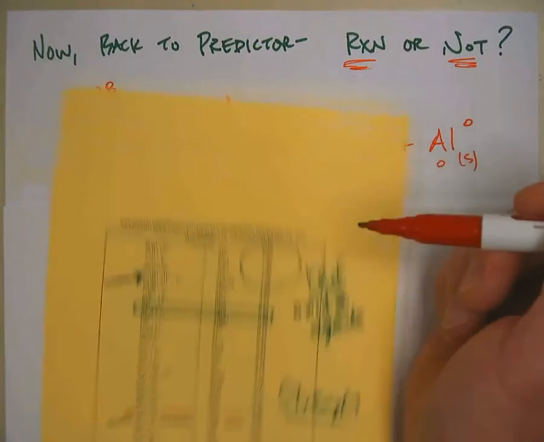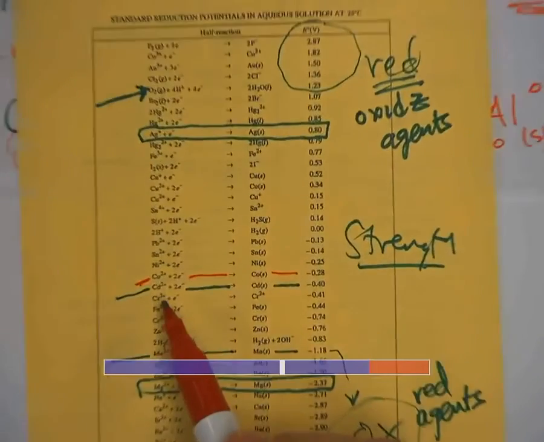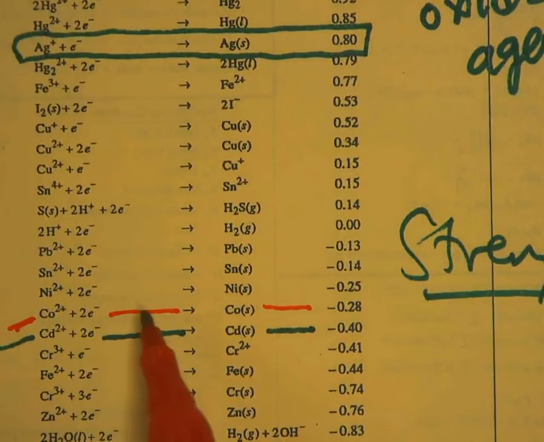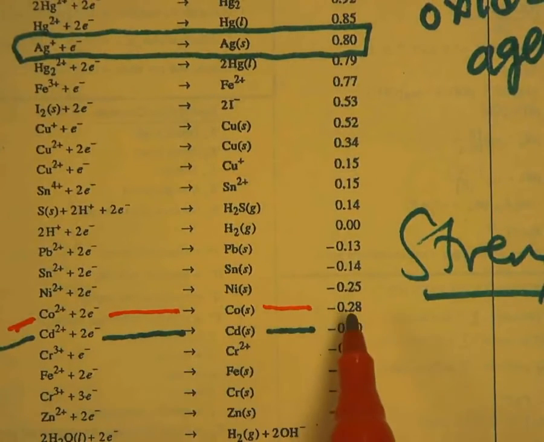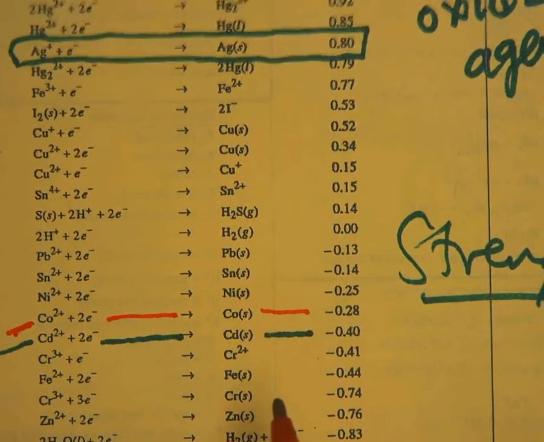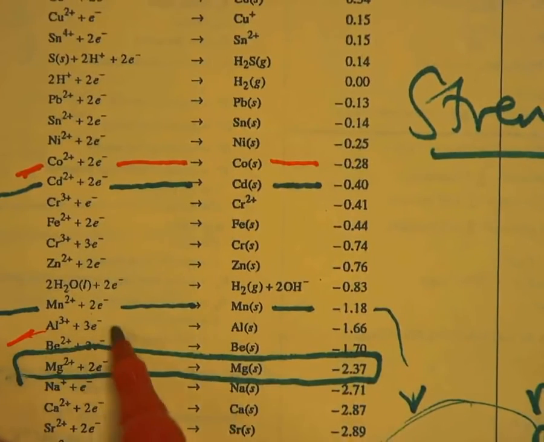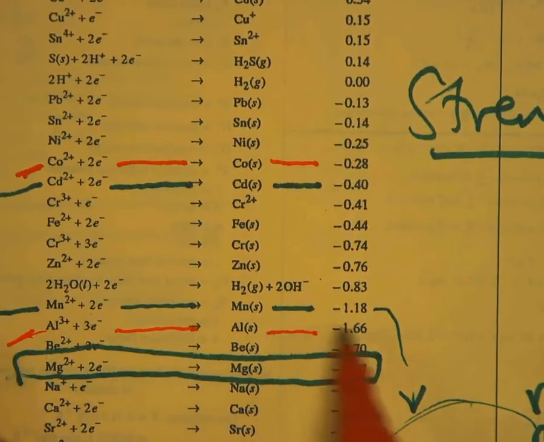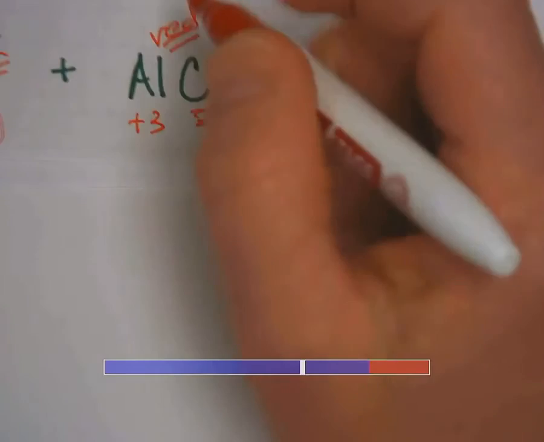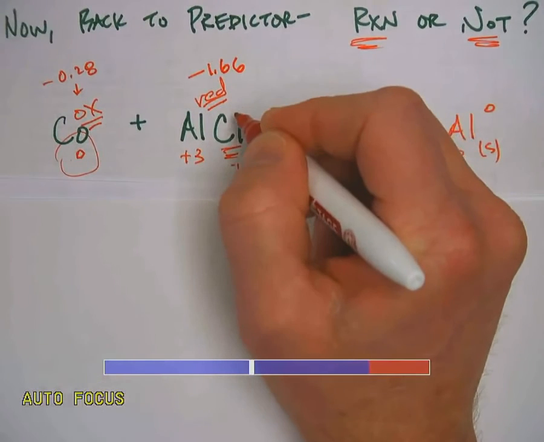Remember, I pointed out cobalt right here. Maybe you can't see it because I'm zoomed pretty far out. But here's cobalt. Cobalt plus 2 plus 2 electrons goes to cobalt solid. It's negative 0.28. And then let's find aluminum on here. Aluminum is right down here. Here's aluminum plus 3 going to aluminum solid. It's negative 1.66. So zooming back out, negative 1.66 for aluminum.